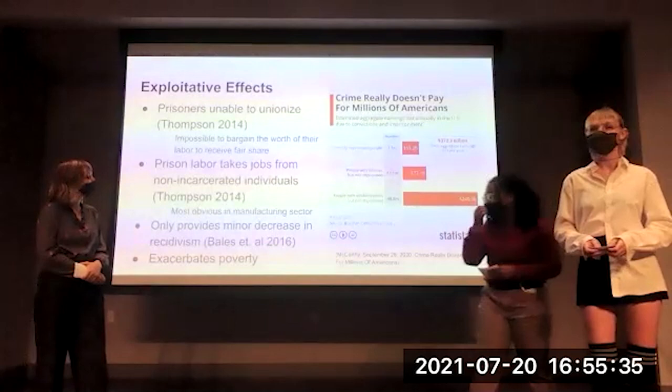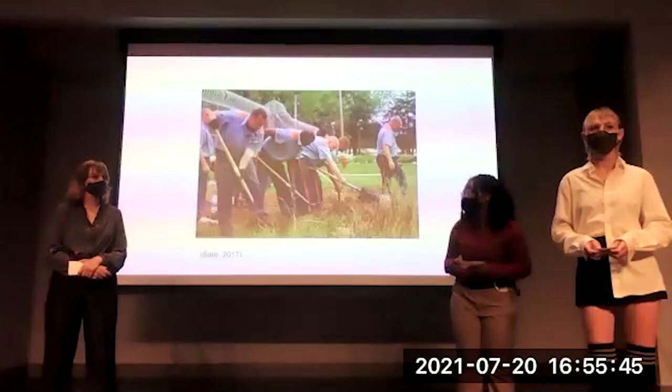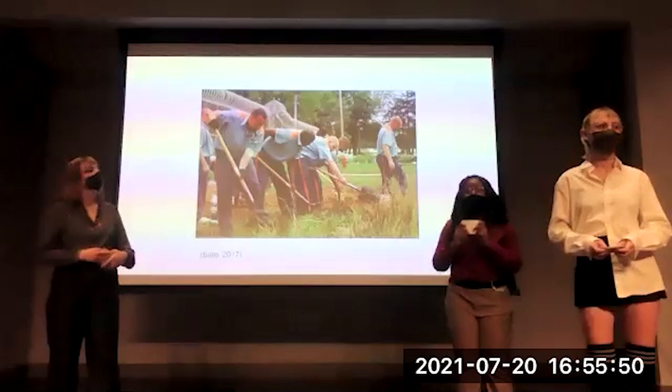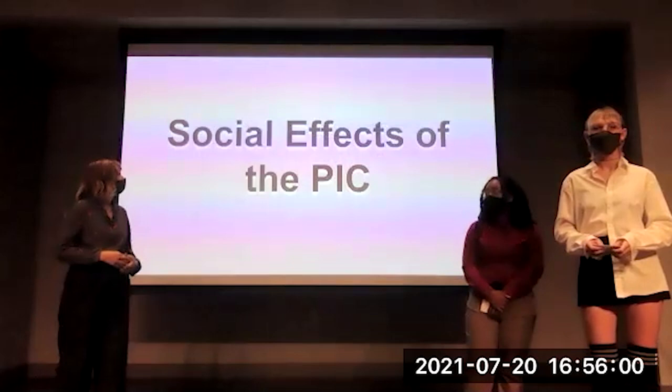Now I'm going to show you two photographs. This photograph was taken in 1903, about 40 years after the end of slavery, and the second photograph was taken in 2017, 4 years ago. Looking at these pictures in tandem, what has meaningfully changed? What has the United States done to actually fulfill the promise of abolition in this country? The answer is nothing.